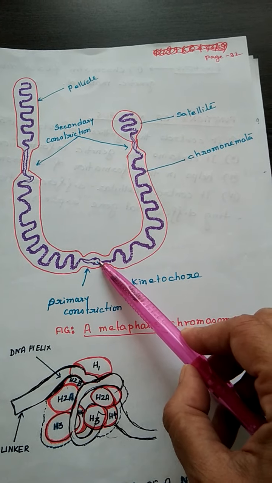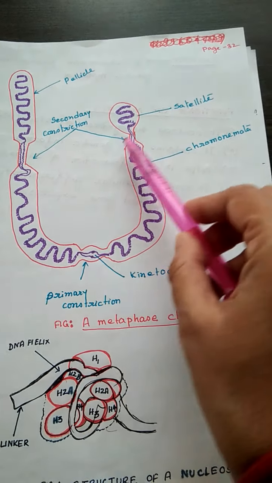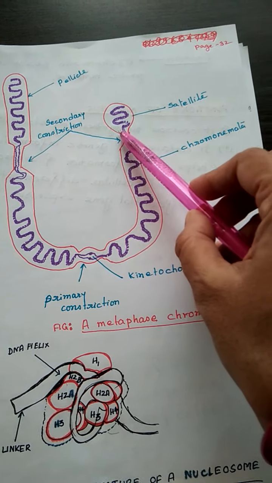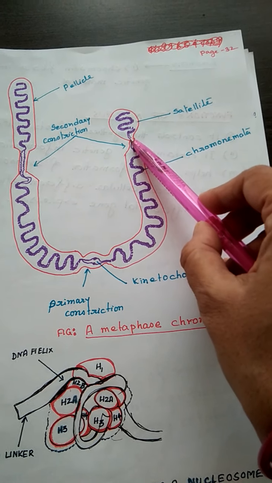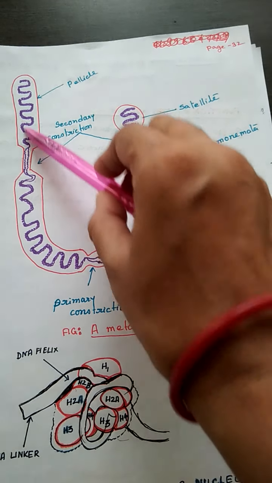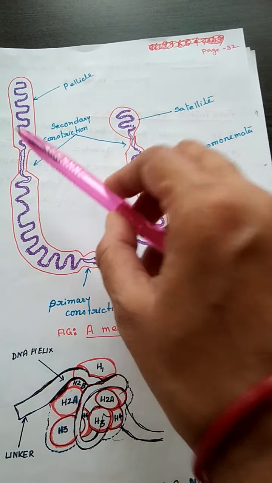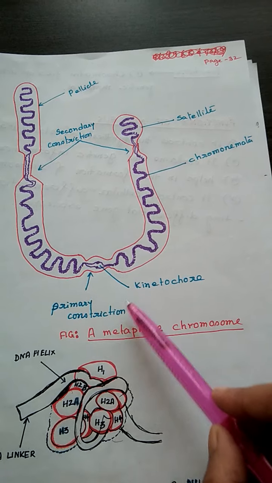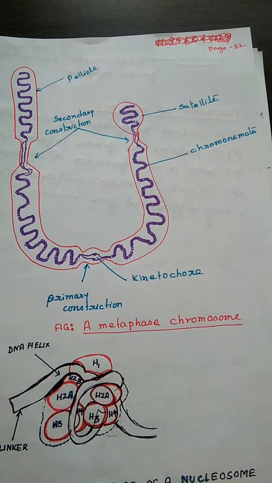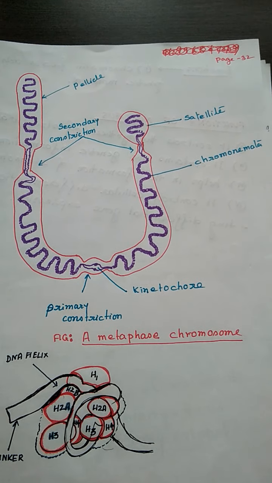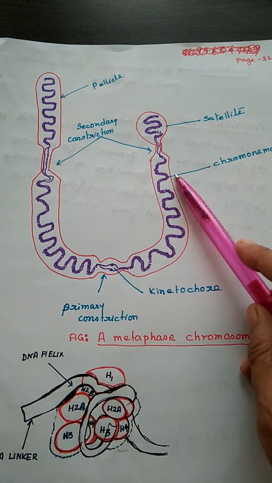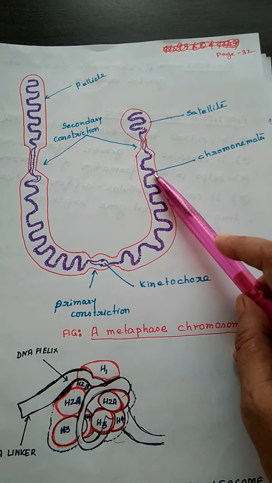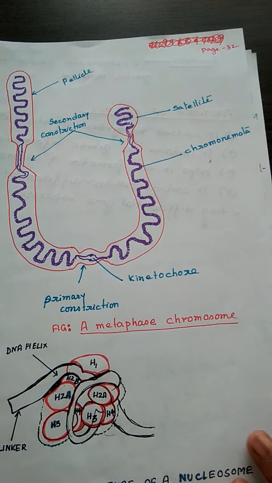So in the middle, the primary constriction is present, and these two are the secondary constrictions. Above the secondary constriction is one satellite, that is known as the satellite, and this is the pellicle. At the primary constriction, this one is known as the kinetochore. And these two are called chromonemata. Okay, this is called chromonemata.